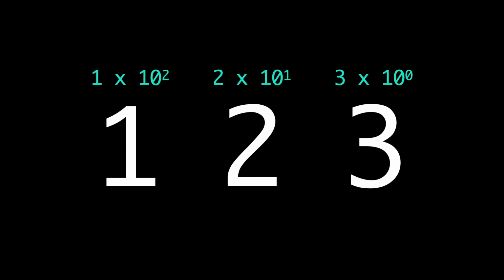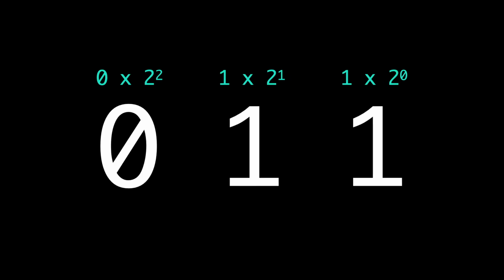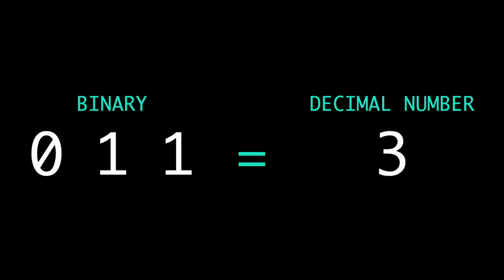For example, we know the following represents 123. 3 is in the ones column, 2 is in the tens column, 1 is in the hundreds column. Each digit represents a power of 10, since there are 10 possible digits for each place. In binary, with just 2 digits, we have powers of 2 for each place value. If we have the binary value of 011, the decimal value would be 3.